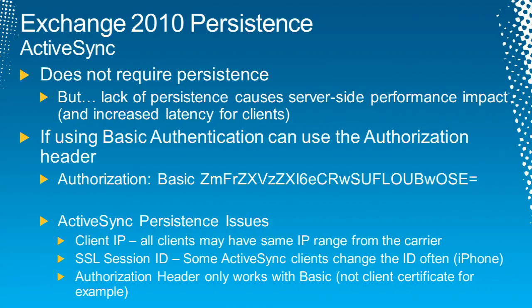And as a result, source IP could tend to overload one of the CAS servers inside of your organization. The other option is SSL session ID. All ActiveSync traffic is encrypted with an SSL session. The catch there is that some clients create a new SSL session ID inside of the same stream, and so that breaks the concept for those specific clients.